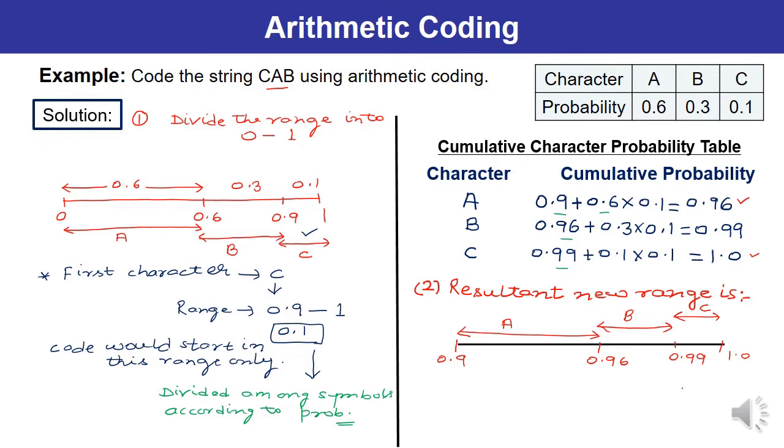Let me draw their probabilities as well. So for A, this is now 0.06. For B, this is 0.03, and for C, this is 0.01. So I hope now it must be clear to you. And what is the new range you have found out? The new range is 0.96 to 1. This you have calculated from this cumulative character probability table.